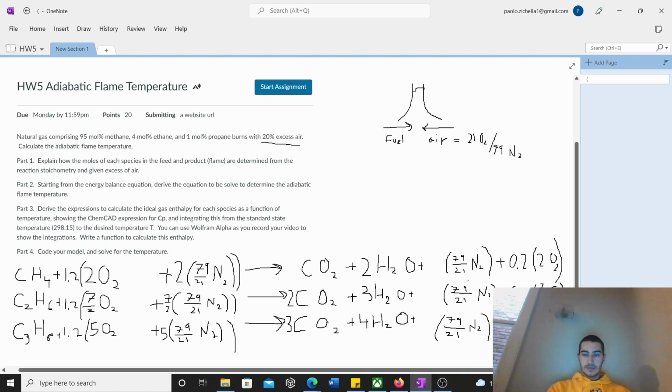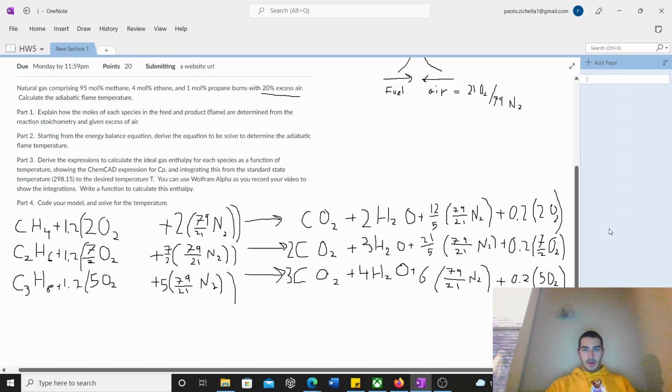Let me do this. We have 6/5 times 2, 6/5 times 7/2, and 6/5 times 5. Simplifying that down, we now have 6/5 times 2, which is 12/5. Then for the 6/5 times 7/2, we have 42/10, but to simplify that, 21/5 is the simplest form. And finally, for propane, we had 6/5 times 5, which is simply equal to 6. And there we have it. Now we have our three solved stoichiometries.